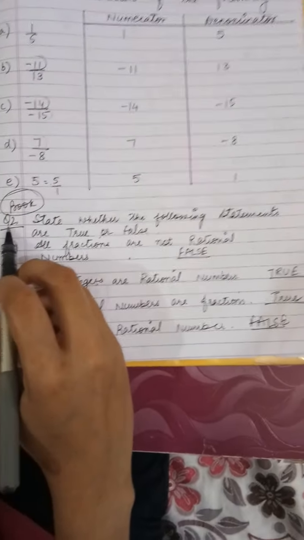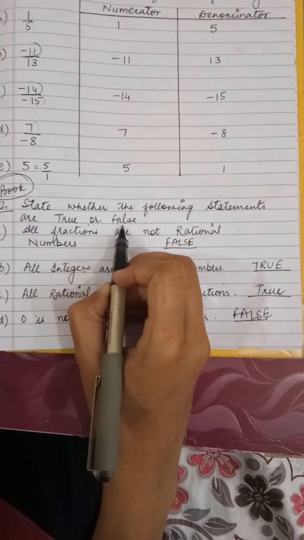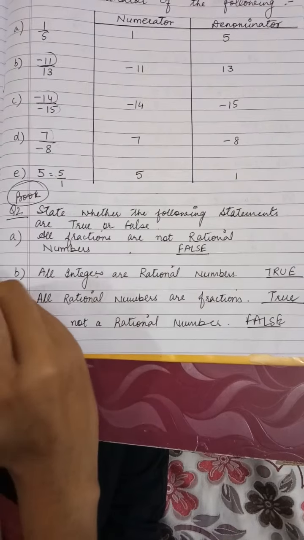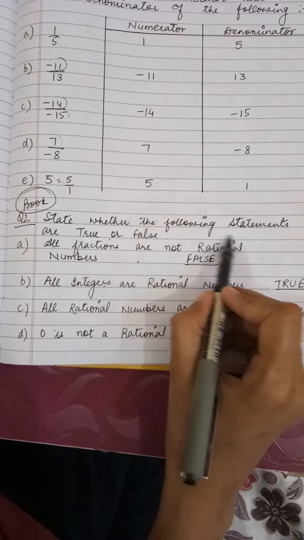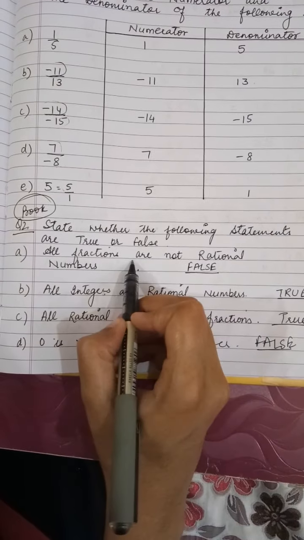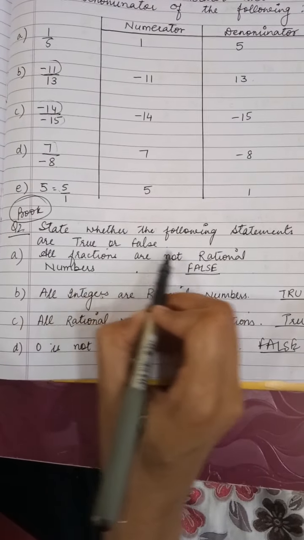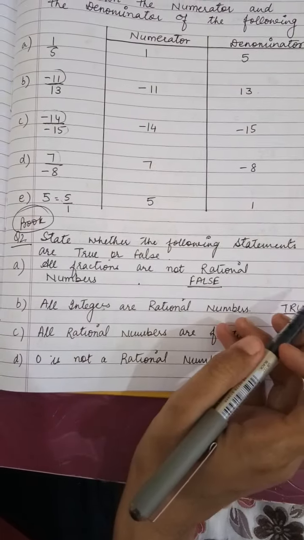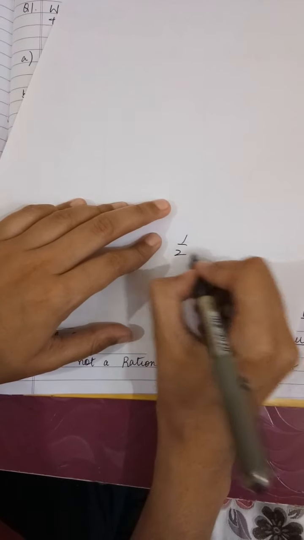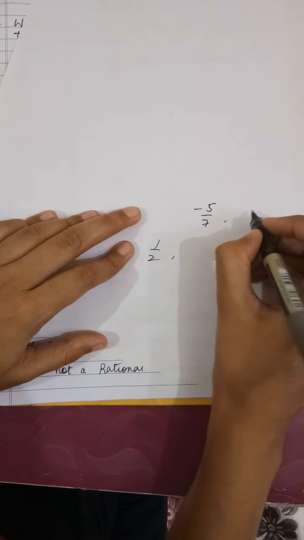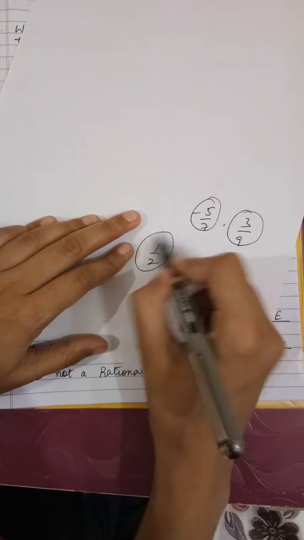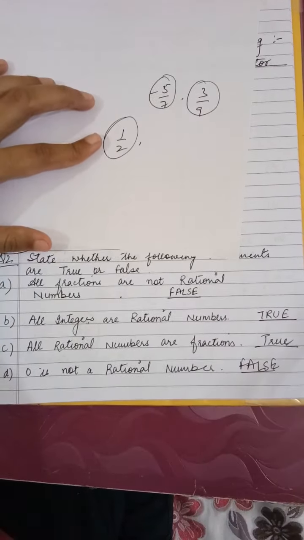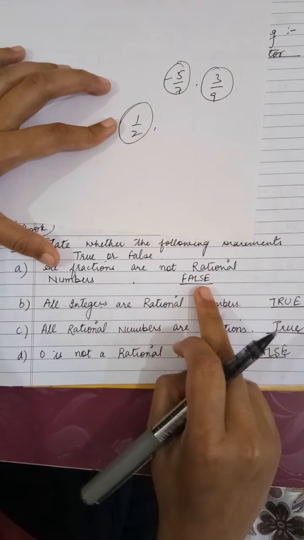Now we'll be doing question 2. In question 2, you have to do true and false, and you have to do this question in the book. First part: all fractions are not rational numbers. Basically, rational numbers means the fractions. So if they're saying that all fractions are not rational numbers, this is false. For example, if I'm writing 1 upon 2, minus 5 upon 7, 3 upon 9, something like this, these all are fractions and all fractions are rational numbers. So the first one is false.